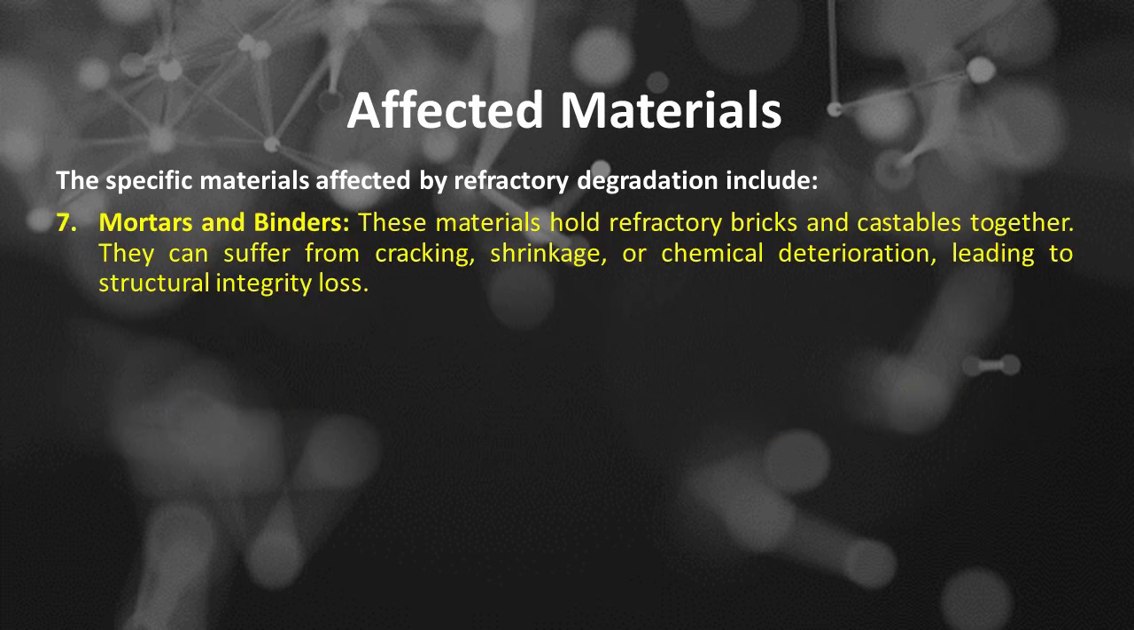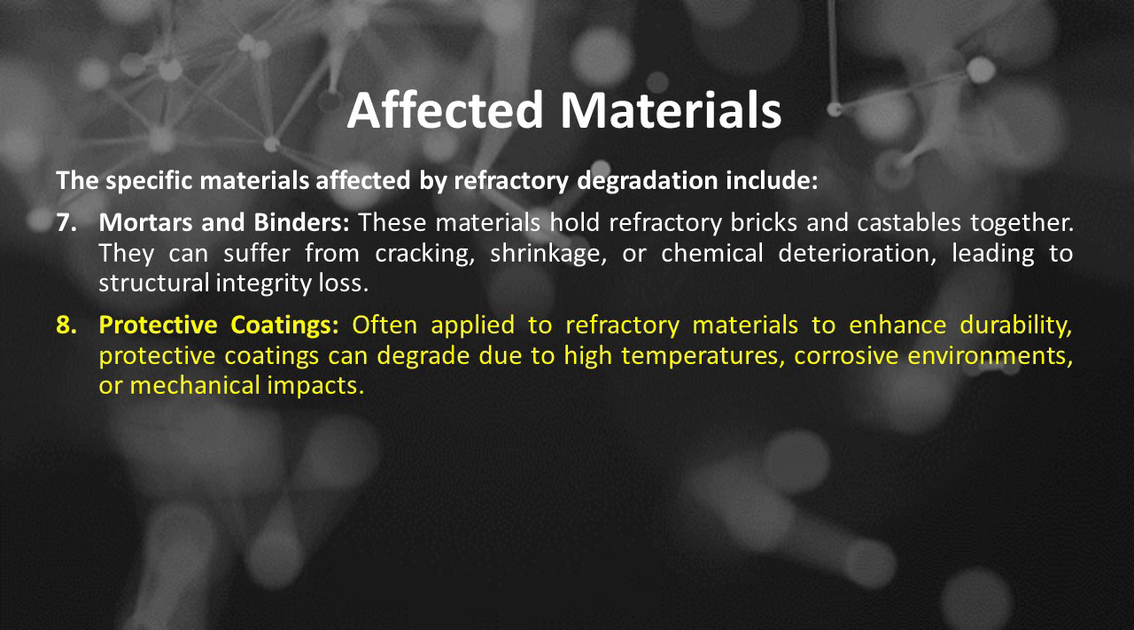Number 7 is mortars and binders. These materials hold refractory bricks and castables together. They can suffer from cracking, shrinkage, or chemical deterioration, leading to structural integrity loss. Number 8 is protective coatings, often applied to refractory materials to enhance durability. Protective coatings can degrade due to high temperatures, corrosive environments, or mechanical impacts.